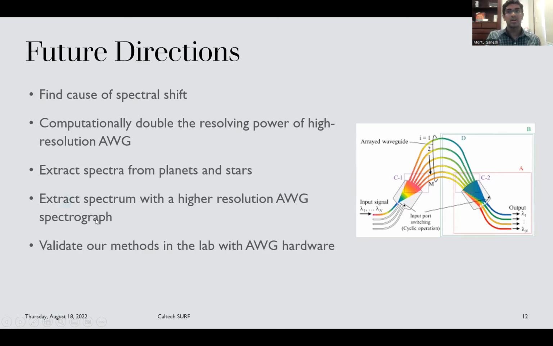And hopefully what we also aim to do is validate our methods in the lab with AWG hardware. We weren't easily able to do this before because parts were delayed due to shipping and also due to COVID. We couldn't easily validate all our methods in the lab using the AWG hardware. But if we can do so, we can more so validate our methods and easily extract the spectra of the planets and stars and show how efficient these compact spectrographs are.